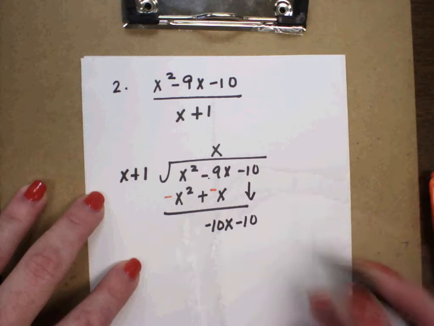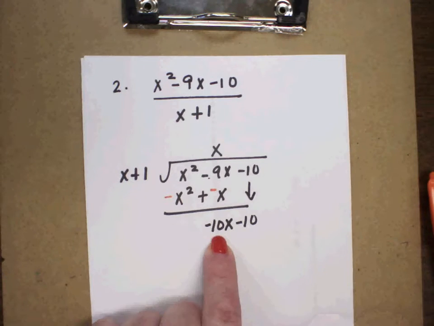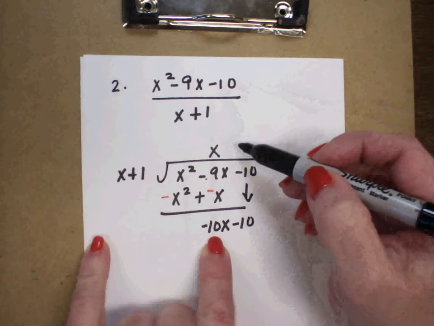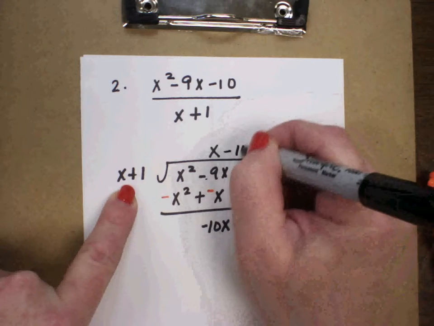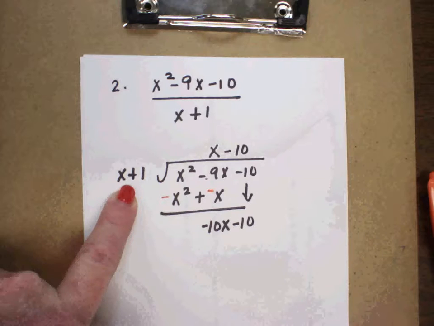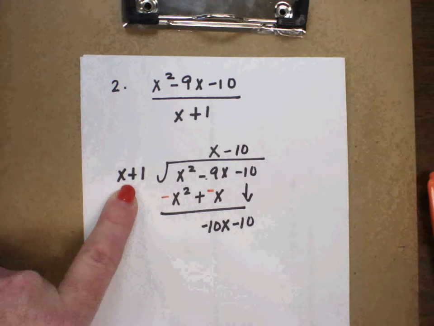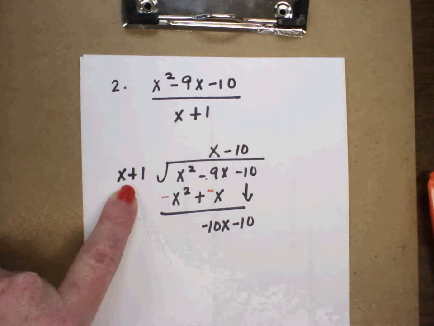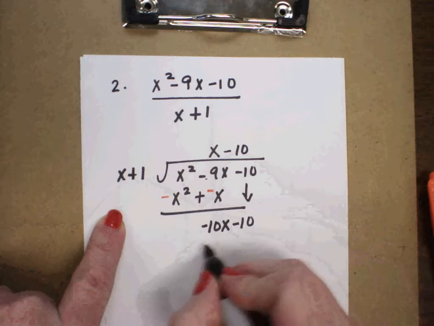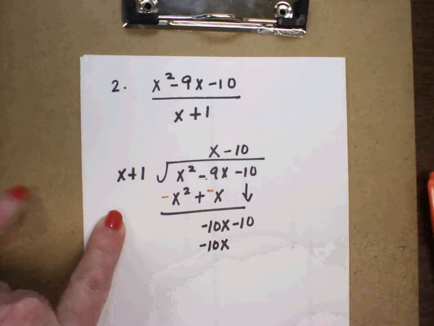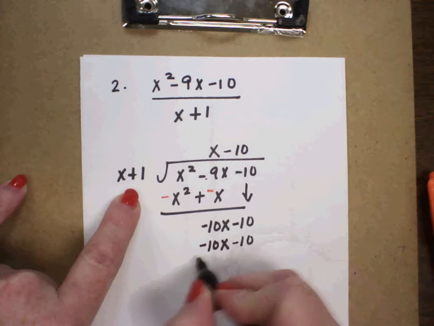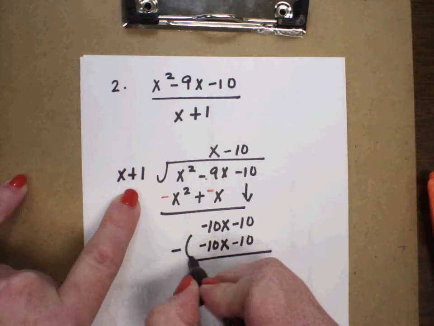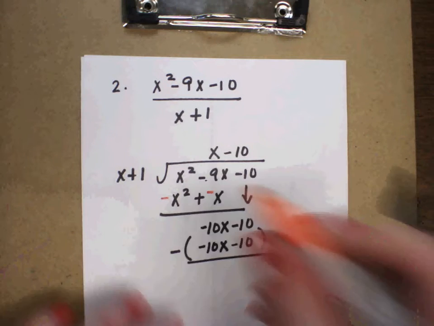Now I need to get rid of that negative 10x. So what am I going to multiply that? I already have that x. Minus 10. It needs to be the same, right? So that when you change it to the opposite, it ends up as 0. Alright, so negative 10 times x is negative 10x. Negative 10 times 1 is negative 10. But since I'm going to subtract it, guess what happens? That's a plus, and that's a plus.